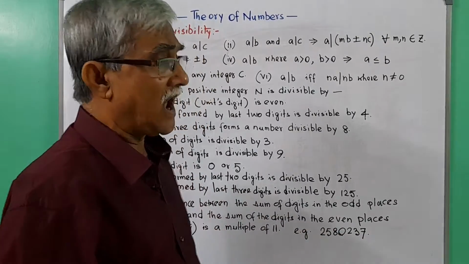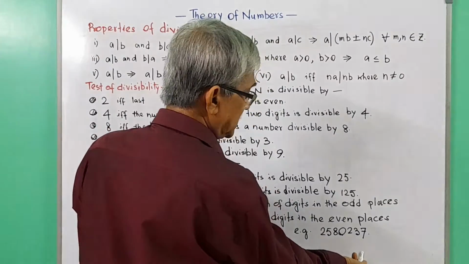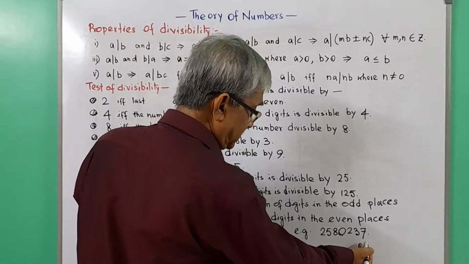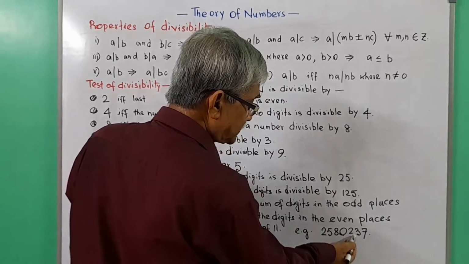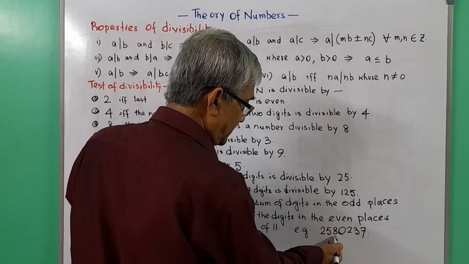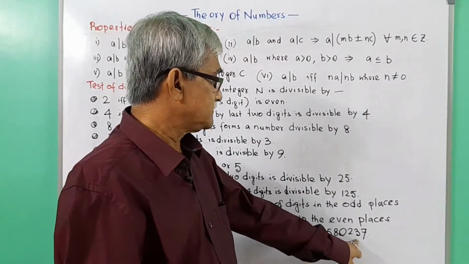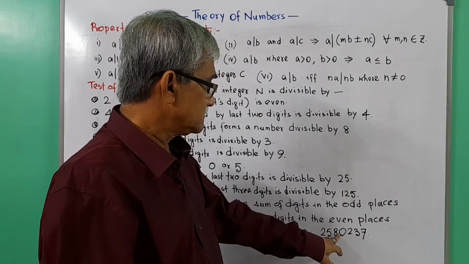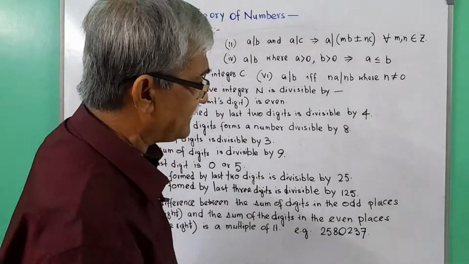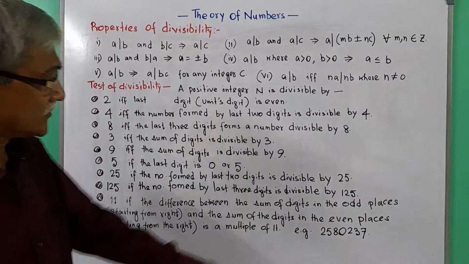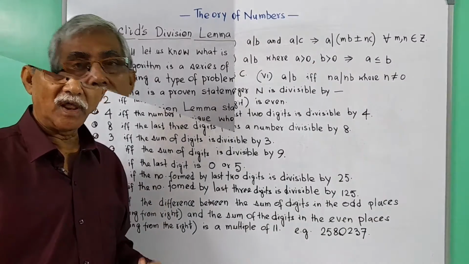2580237 is the number. Now I want to check whether this is divisible by 11. So what do you have to do? You have to take the digits in the odd places, counting from the right: 7 plus 2 is 9, plus 8 is 17, plus 2 is 19. And the even places: 3 plus 0 is 3, plus 5 is 8. 19 minus 8 is 11, and 11 is divisible by 11. So this entire number is divisible by 11.